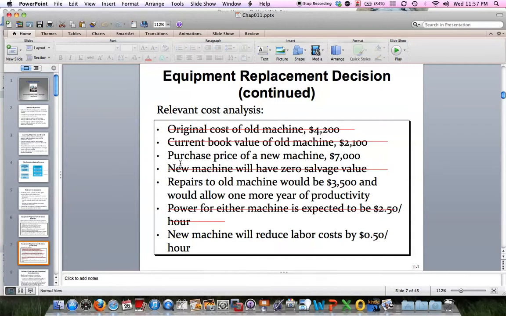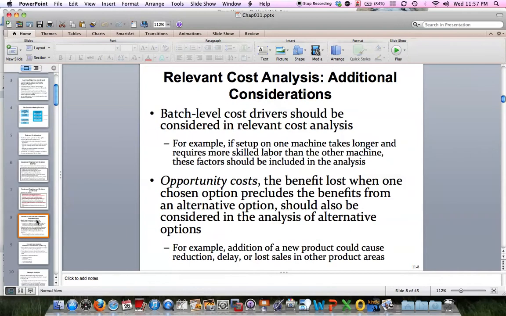That's basically boiled down to our two choices right there, to buy the new one or fix the old one. But one more relevant thing to think about is the fact that the new machine will reduce labor costs by 50 cents per hour. So even though that machine will cost more to purchase than to fix the old one, the fact that the machine will allow us to cut down on labor may be a saving grace for buying the new machine potentially.